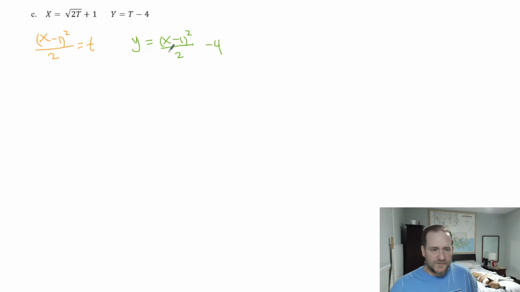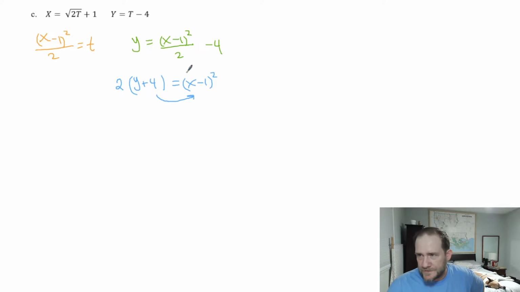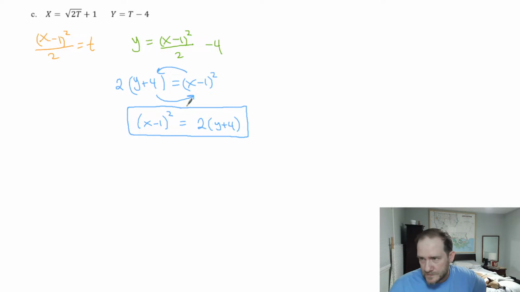If we're thinking about this in terms of conic sections, I would add 4. Excuse me. And then multiply by 2. And really this is the form we want. And actually I would flip these on either side of the equal sign. So the x minus 1 squared would come first, and set that equal to 2 times y plus 4. Now you're in sort of the standard form of a conic section parabola.